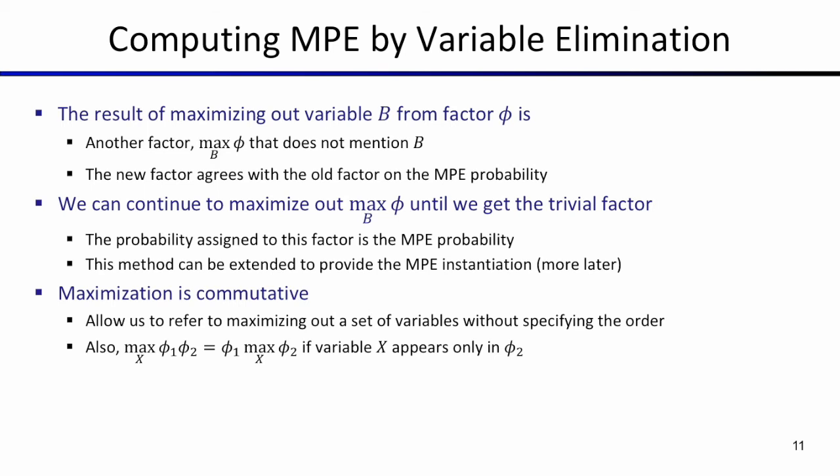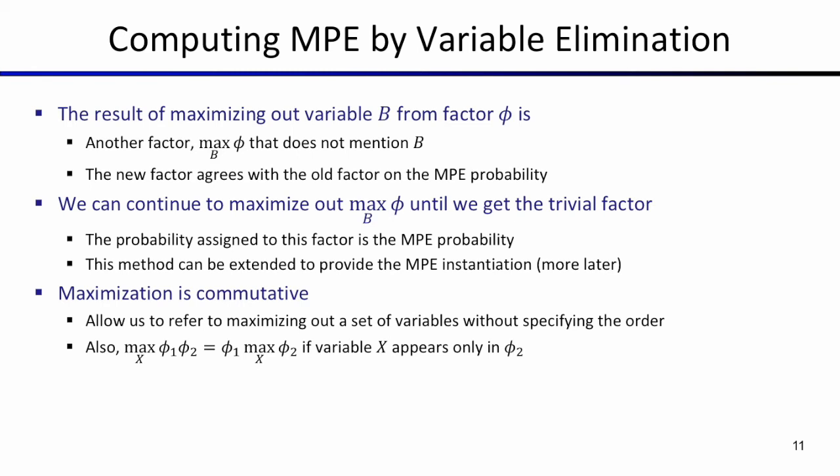And that is going to be slightly different from what we used to do when we were starting to work with variable elimination for inference, because there we eliminate all the variables that are not query variables. Now here, we're going to maximize out all the variables that are in the query until we get a trivial factor. And you're going to see that this process will give us the MPE probability, but we also extended this approach to give us the MPE instantiation. So it's going to give us the complete answer, probability and also instantiation.